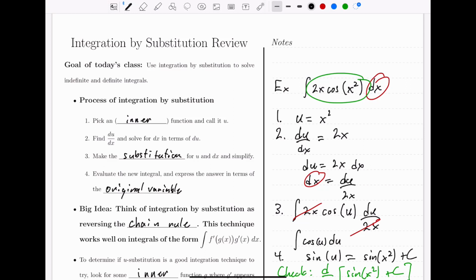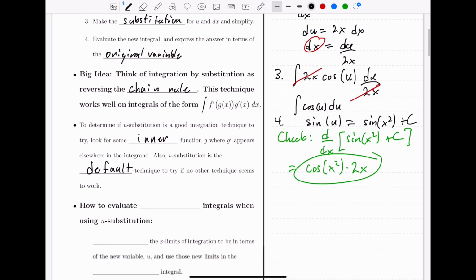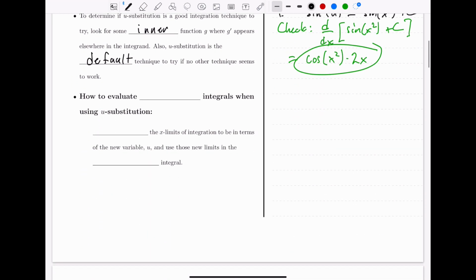In this video, we will focus on definite integrals, which we'll solve using integration by substitution. When we want to evaluate definite integrals while using the substitution technique, we have to be careful about the limits of integration.